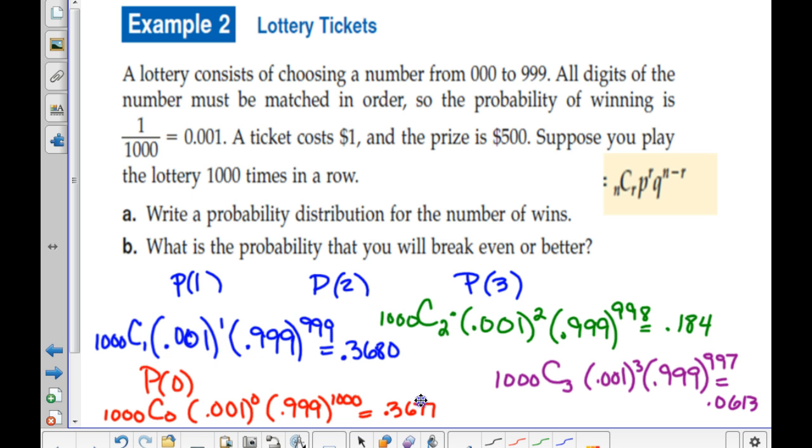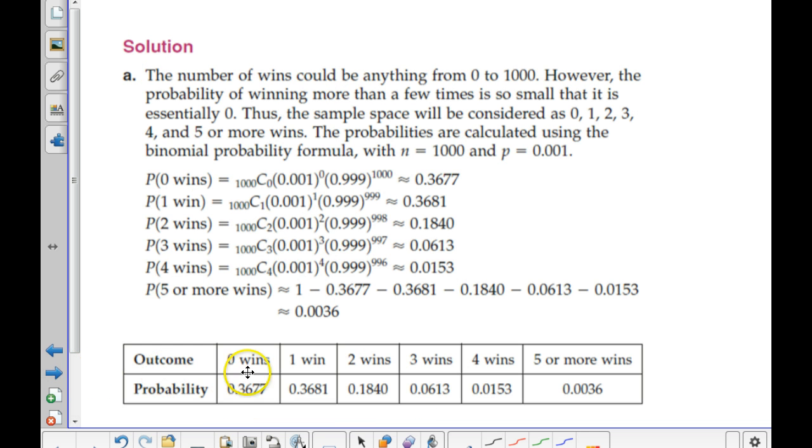This is the chance that you win 0 times, 0.368. 1 time is about the same, just a little bit bigger. 2 times was 0.184, 18% of the time. 3 times was 0.06. They went ahead and made a chart, 0, 1, 2, 3. They went all the way out to 4. And then they said it's less than 1% after that.